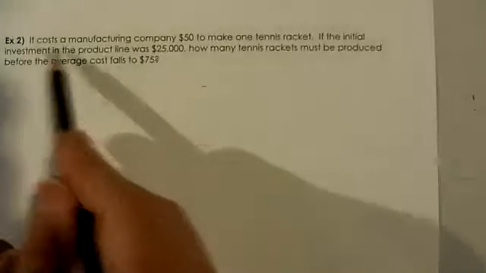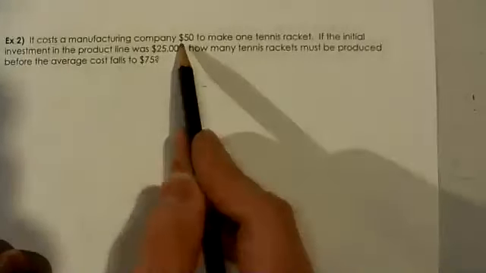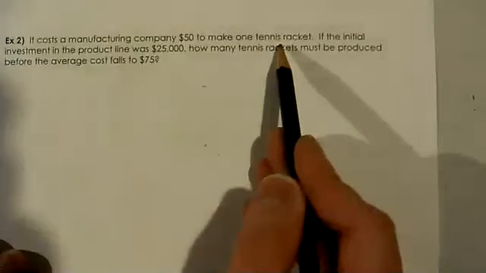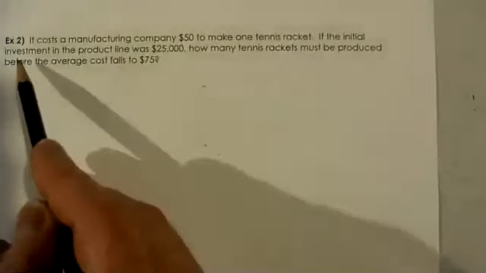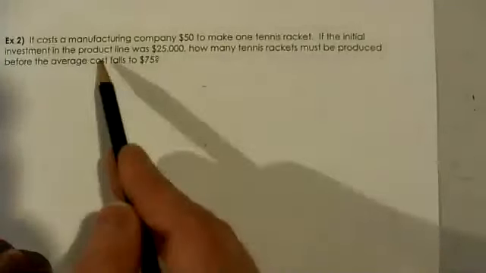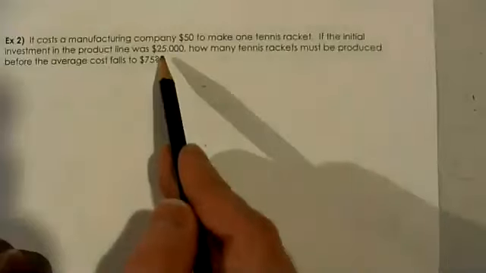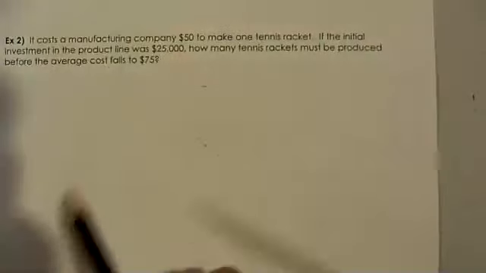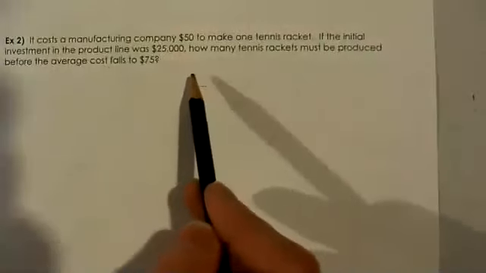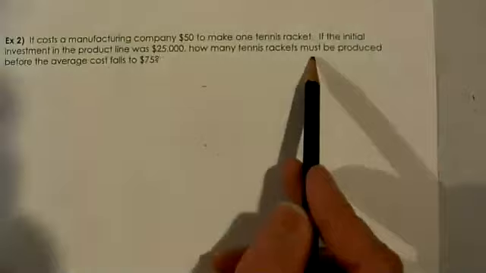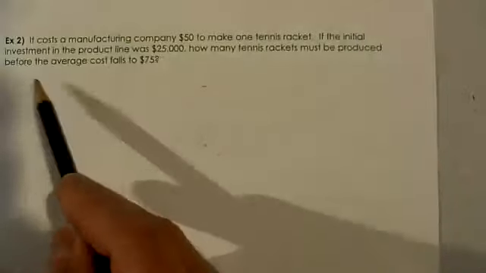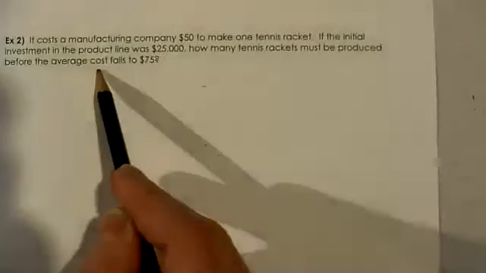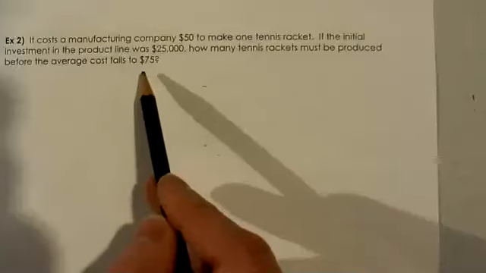Okay, it costs a manufacturer $50 to make a tennis racket. If the initial investment in the product line was $25,000, so it cost $25,000 to buy all the machinery to make a tennis racket, how many tennis rackets must be produced before the average cost falls to $75?